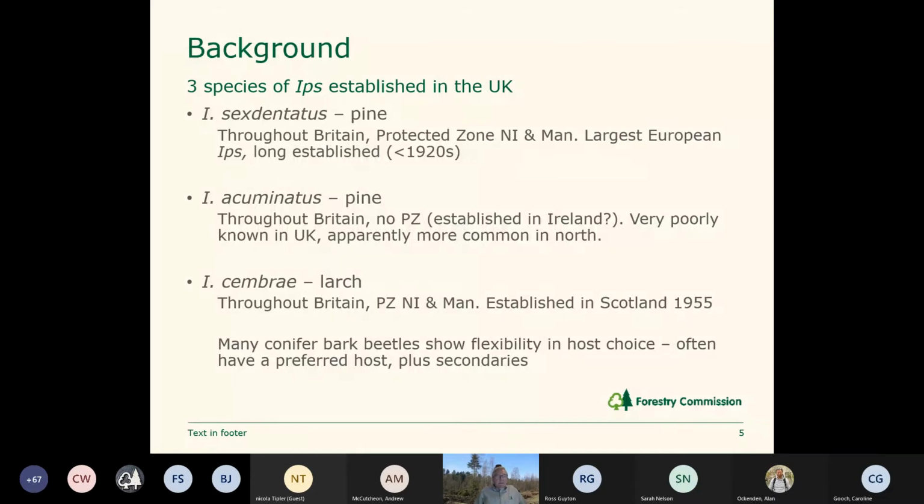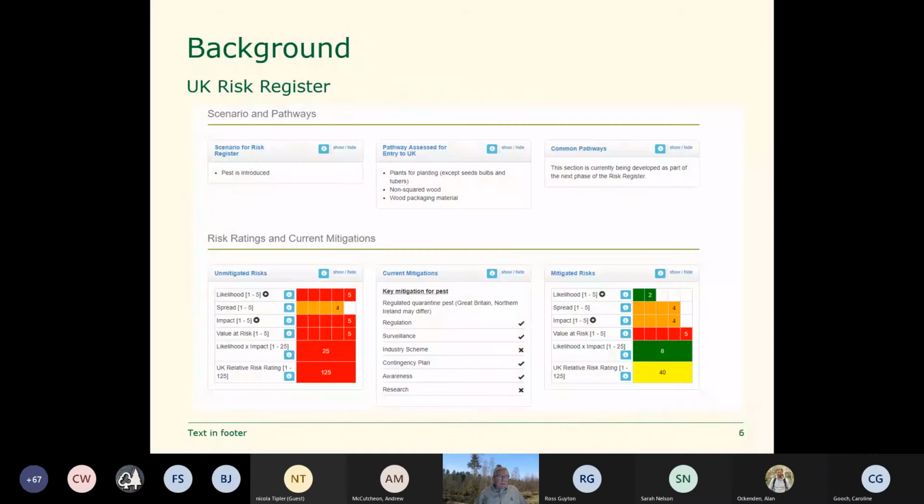Ips typographus has a very high risk on our risk register, and you see that the likelihood and the impact are all 5 with unmitigated risks. So it is of great concern to the sector. It is a devastating pest in its current natural range. Fortunately, there are some potential climatic limitations for it, but as we will see, we've had first-hand experience of this pest.